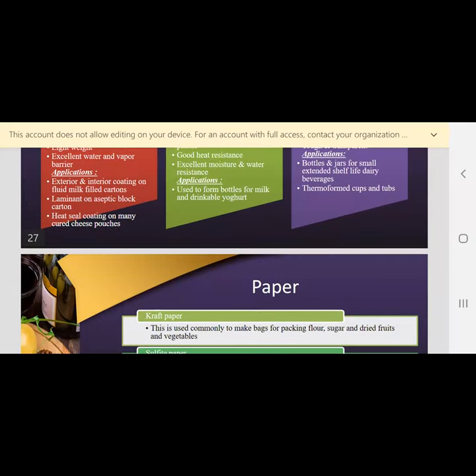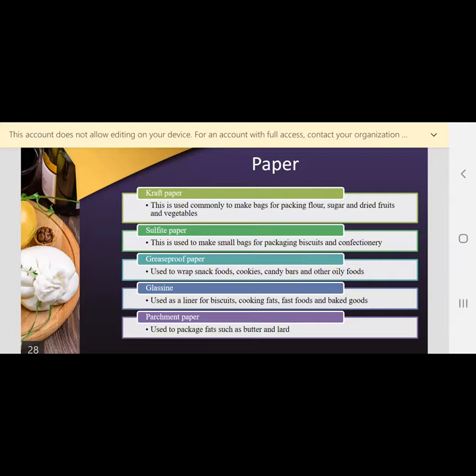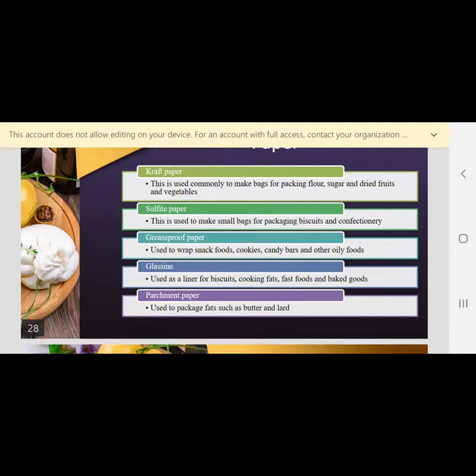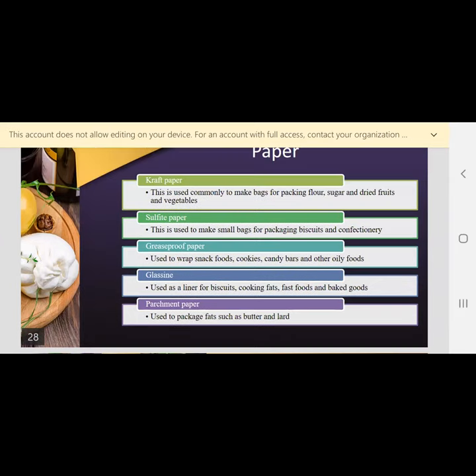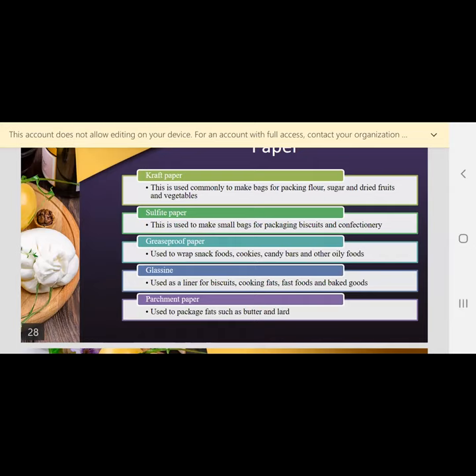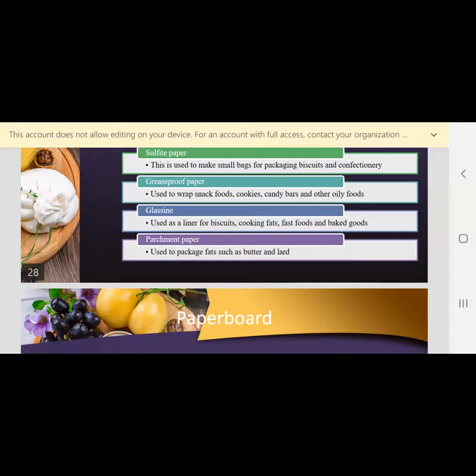Now comes the paper. Paper also is a very good choice of packaging. Paper has various varieties, like kraft paper, sulfite paper, greaseproof paper, glassine, parchment paper. These have basically different uses, depending upon the use of paper. Kraft paper is used for sugar, dried fruit, vegetables; sulfite paper for small bags of biscuits and confectionery; greaseproof paper for cookies, candy bars, and other oily food; glassine for biscuit lining, cookie fat, fast food, baked goods; parchment paper for butter and lard.